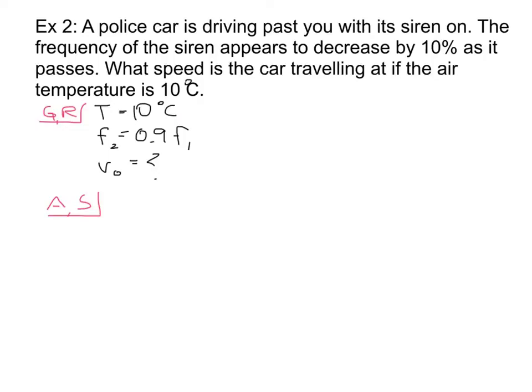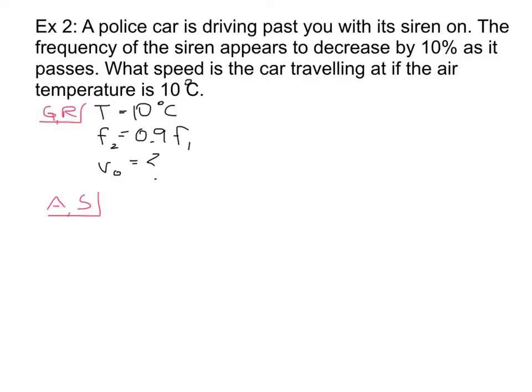So here's an example. A police car is driving past you with its siren on. The frequency of the siren appears to decrease by 10% as it passes. What speed is the car traveling at if the air temperature is 10 degrees Celsius? So I've listed some of the given information required. Temperature is 10 degrees Celsius.